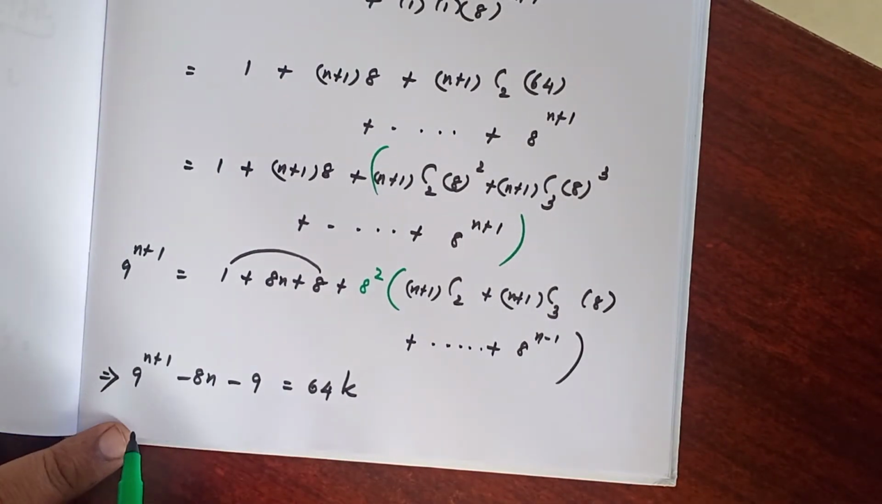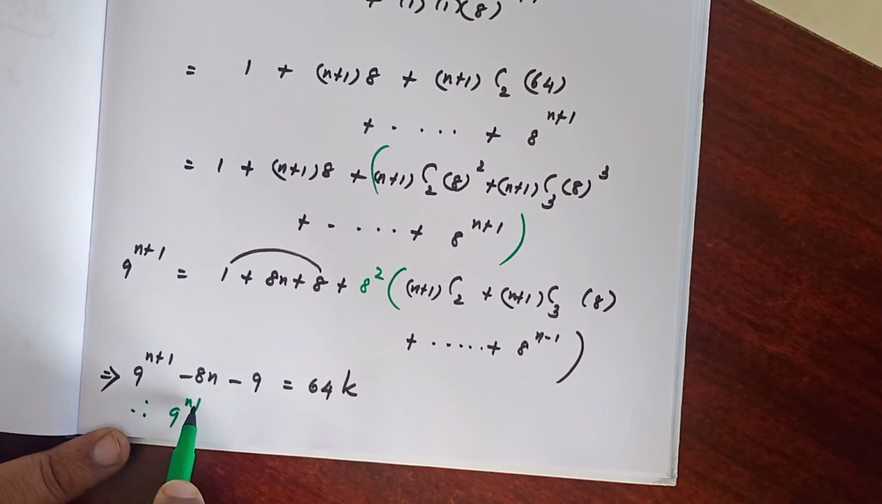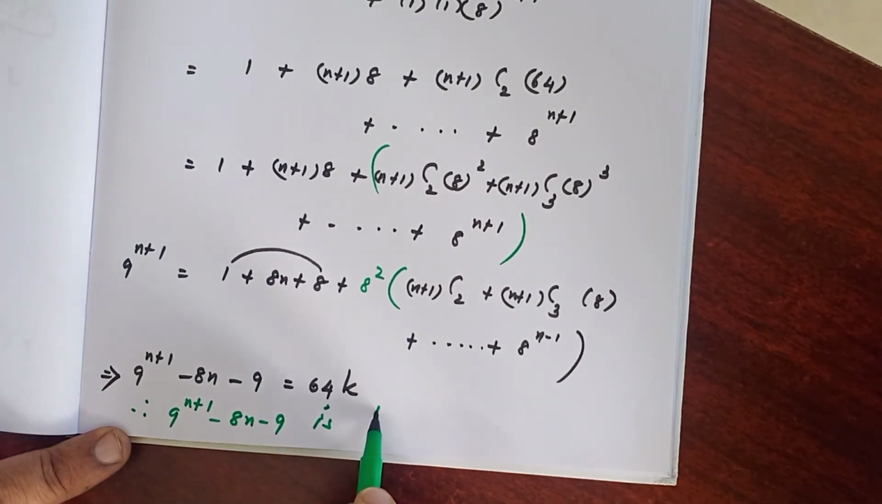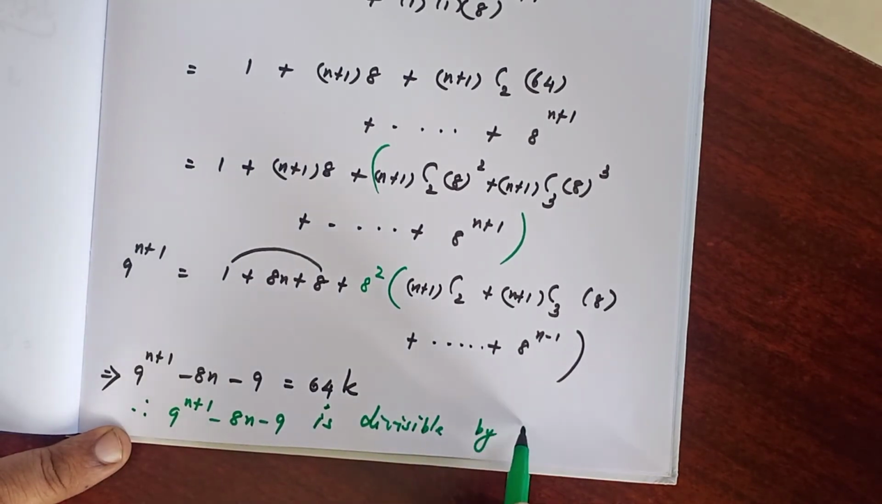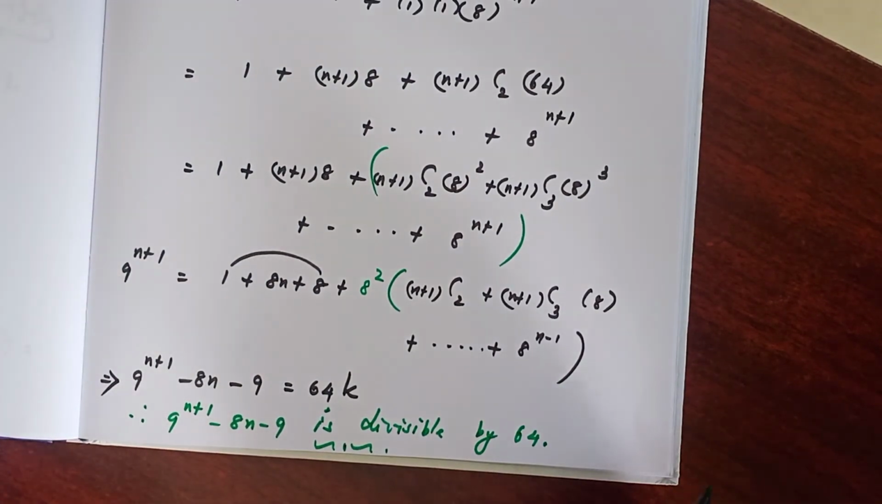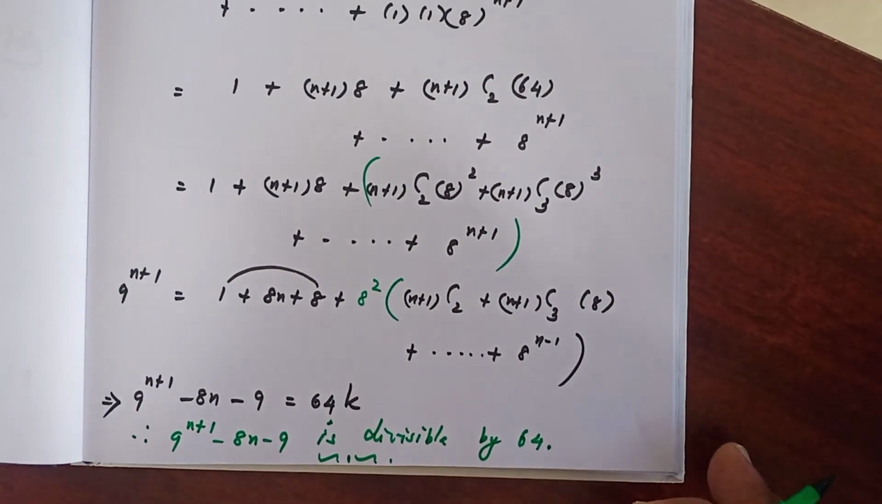Therefore, finally write the result. 9 power n plus 1 minus 8n minus 9 is divisible by 64. So problem number 9 is completed.